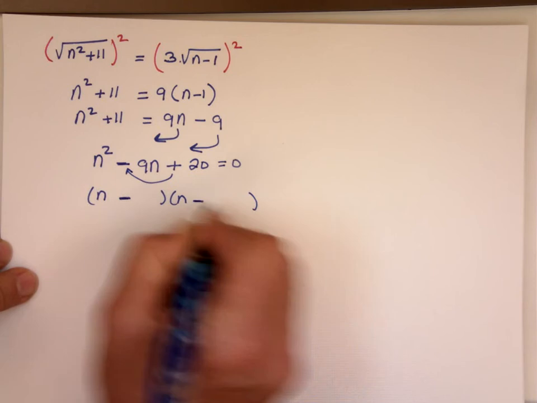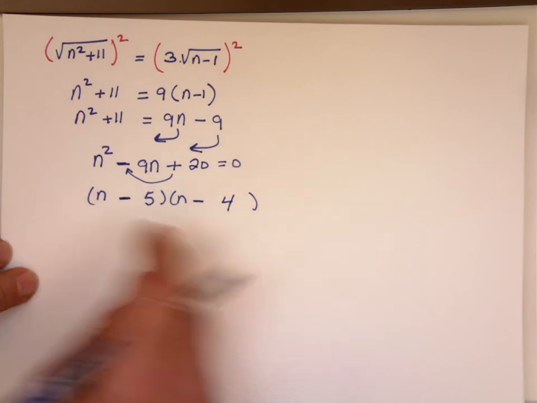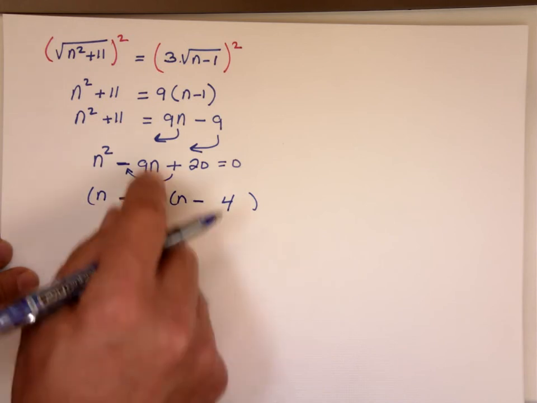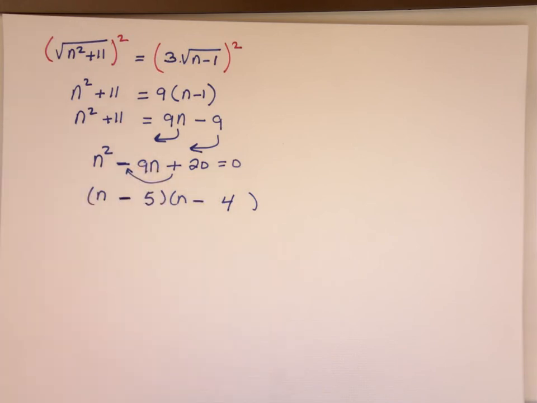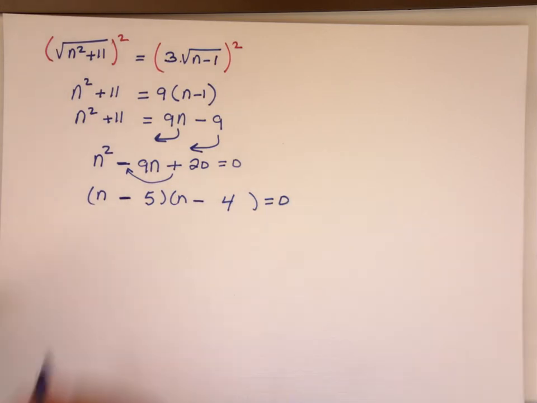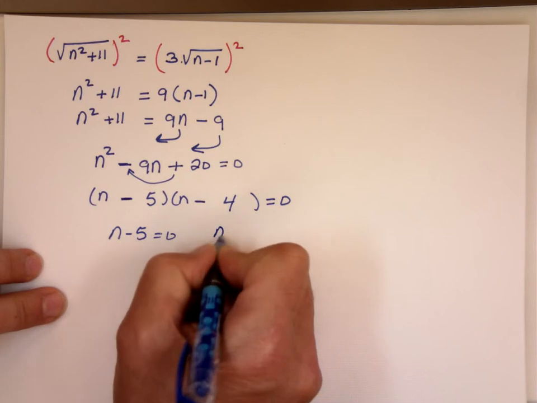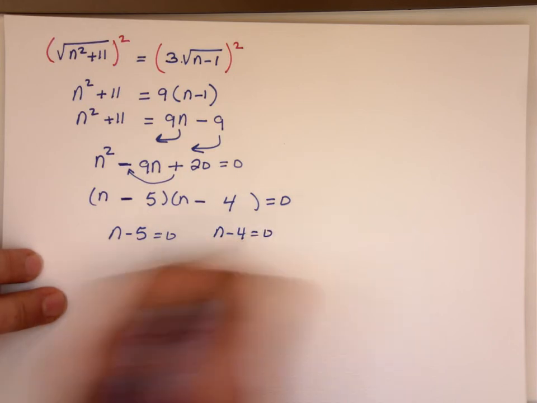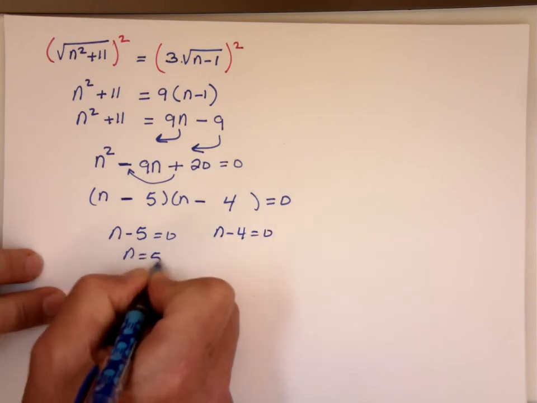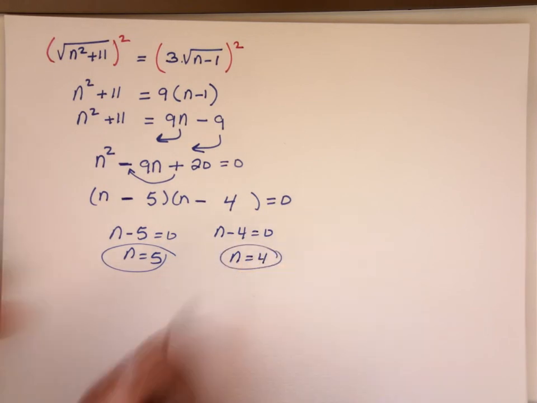20 is 4 times 5. That'll give me a 20. And negative 5 and negative 4 will give me the negative 9n that I need. So that's the correct factoring. We set each factor equal to 0 and we solve it. So two solutions, 4 and 5. Let's check the answers, make sure they work.